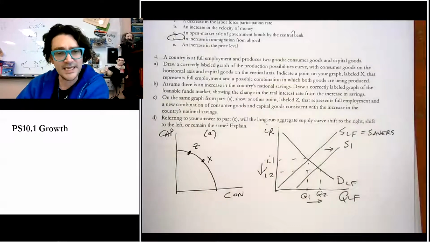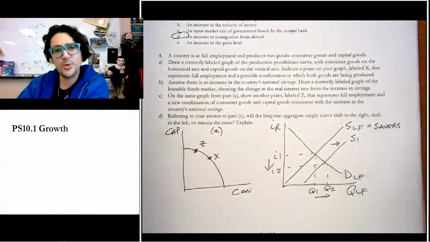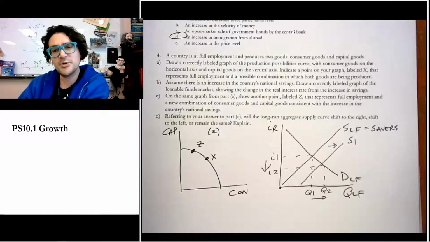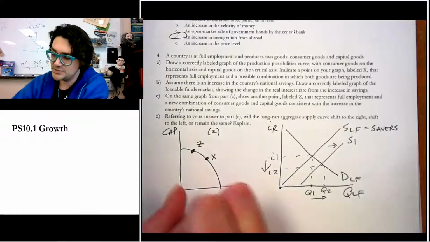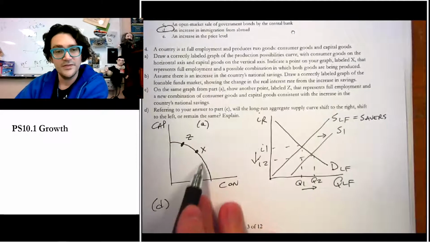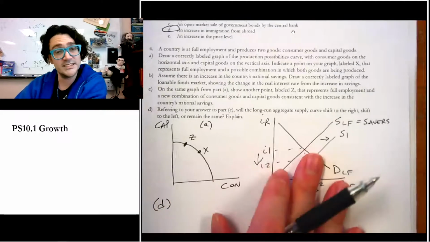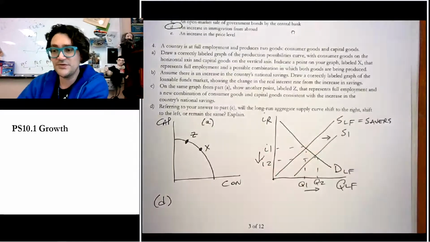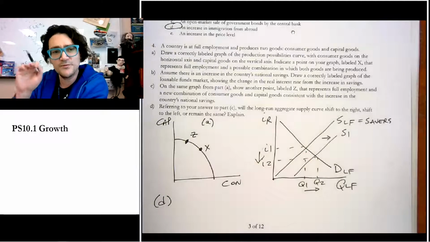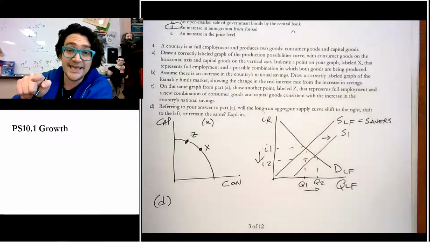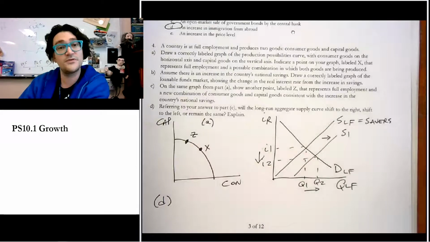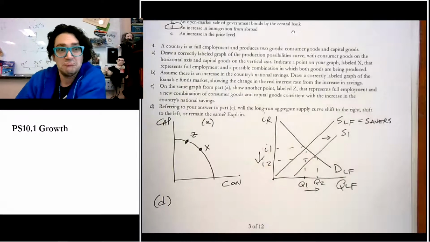And then it says part D, referring to your answer in part C, will the long run aggregate supply curve shift to the right, shift to the left, or remain the same? Explain. And so D is asking us to interpret the implication of moving from point X to Z. In the previous video, I talked about how if you spend more of your money on capital goods today, it's going to create more economic growth tomorrow. And this is asking, tell us why.